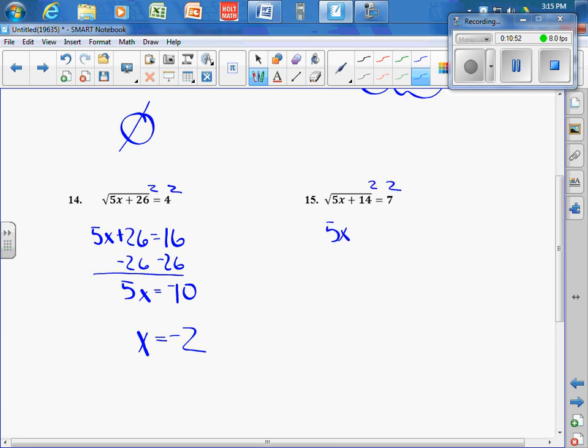Number 15, square both sides. I get 5x plus 14 is equal to 49. Subtract 14 from both sides. I'll get 5x is equal to 35. X equals 7.